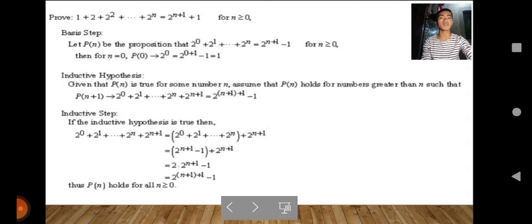Prove 1 plus 2 plus 2 to the power of 2 plus ... plus 2 to the power of n equals 2 to the power of n plus 1, minus 1, for n greater than or equal to 0. Basis step: let P of n be the proposition that 2 to the power of 0 plus 2 to the power of 1 plus ... plus 2 to the power of n equals 2 to the power of n plus 1, minus 1, for n greater than or equal to 0.